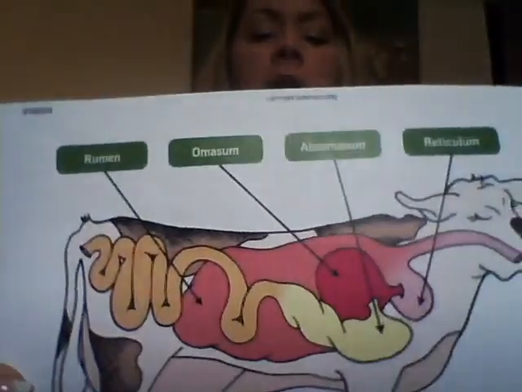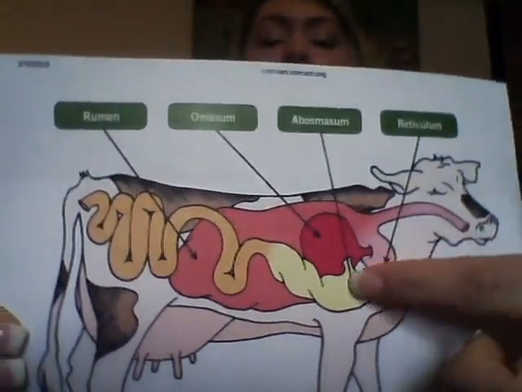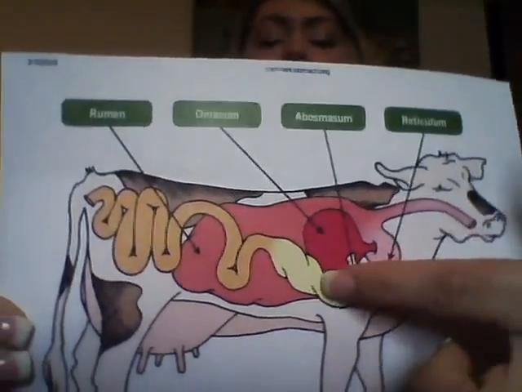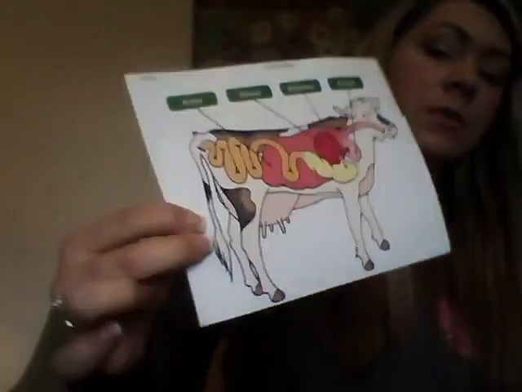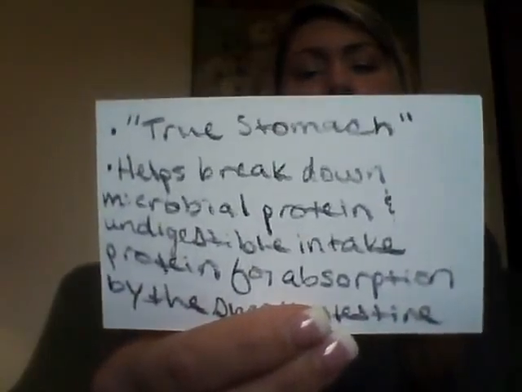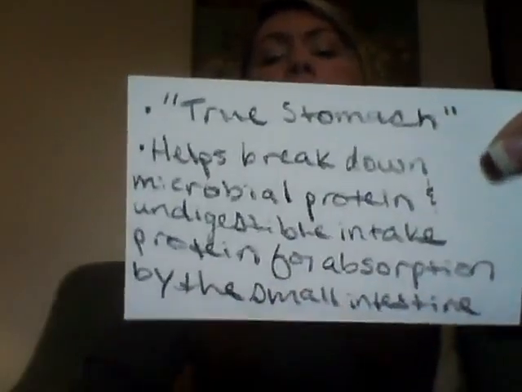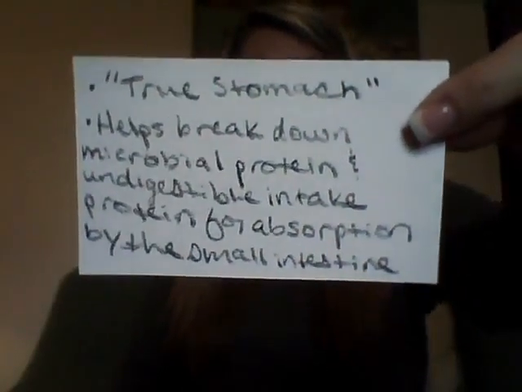Then we have our abomasum. Our abomasum is this yellow part of this ruminant stomach here. The abomasum is also known as the true stomach of the ruminant animal. The true stomach helps break down microbial protein and undigestible intake protein for absorption by the small intestine.